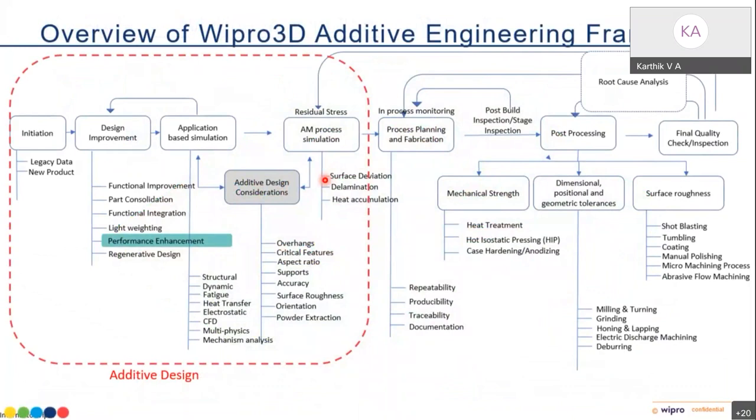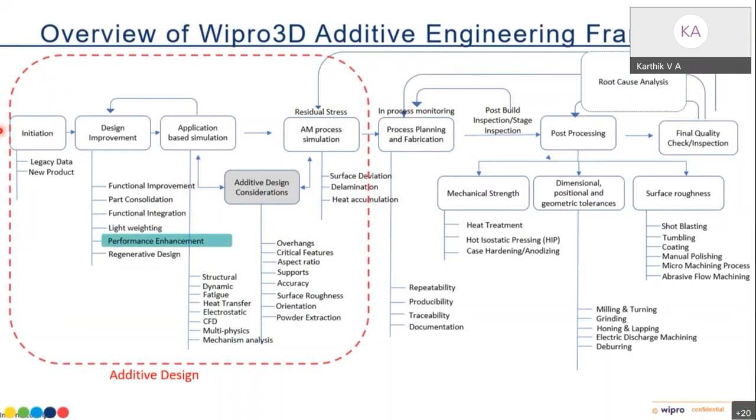Coming to a brief overview of how we work here at Wipro 3D, the process flow is such that when we get a component, it is either legacy data for an old component which has to be refabricated using additive manufacturing techniques, or we have a new product for which we have the CAD file.